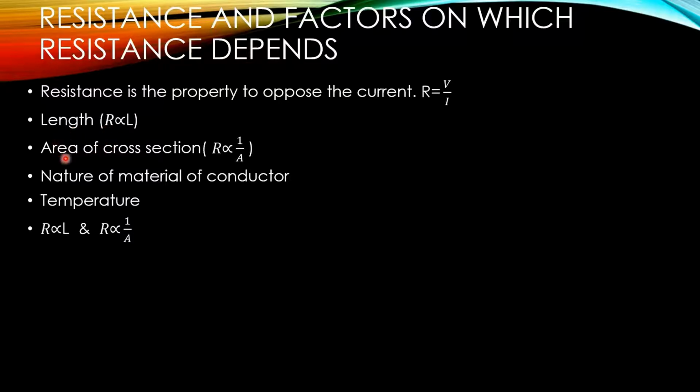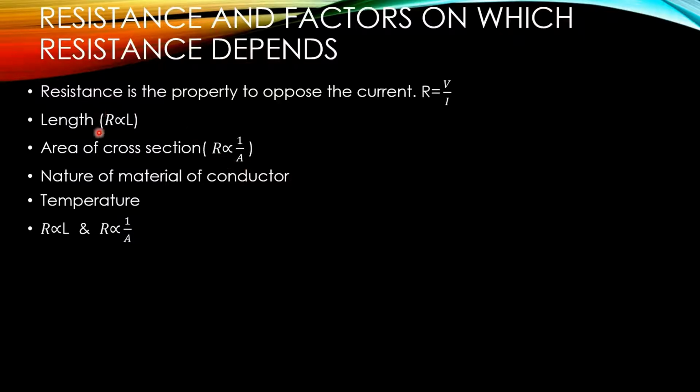The second factor on which resistance depends is area of cross section. When the thickness of the conductor increases, it becomes convenient for free electrons to travel from one end to another end. So when thickness increases, area of cross section increases, and resistance decreases. That's why R is inversely proportional to the area of cross section.